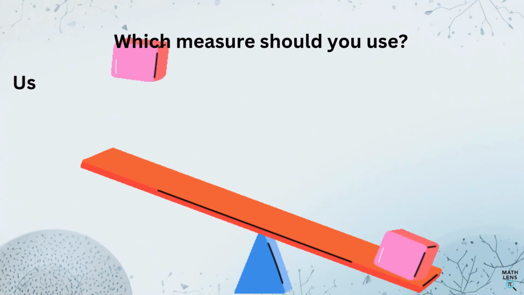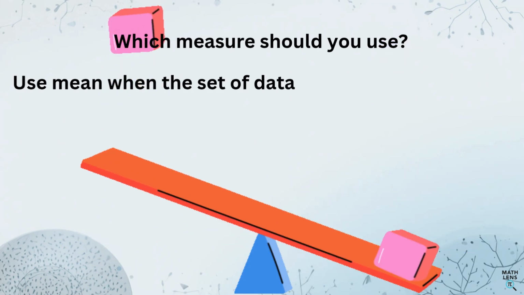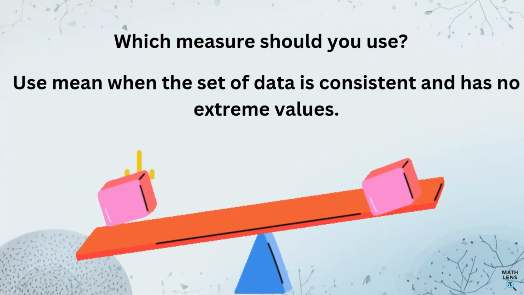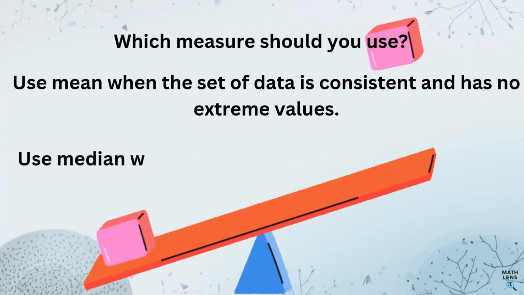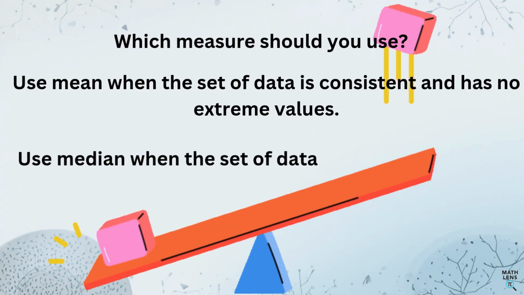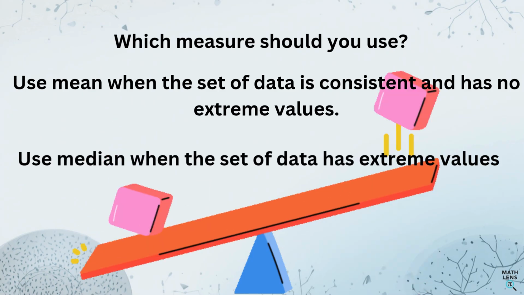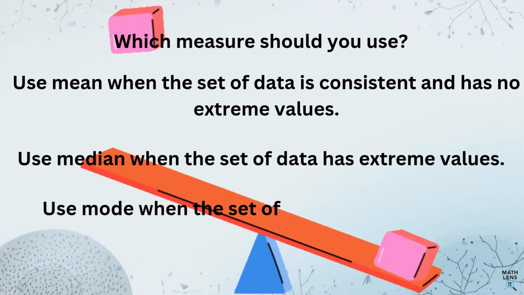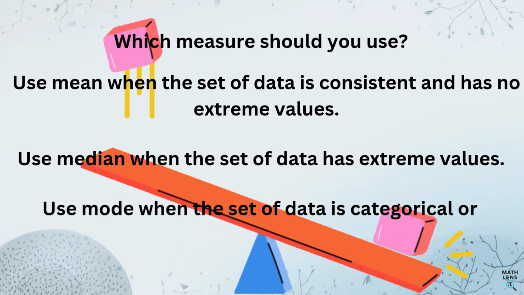The mean is ideal when your data is consistent and free from extreme values. Consider using the median when your dataset includes extreme values. The mode comes into play when dealing with categorical or non-numeric data. It's the most frequently occurring value in your dataset, offering insight into what is most common or popular.